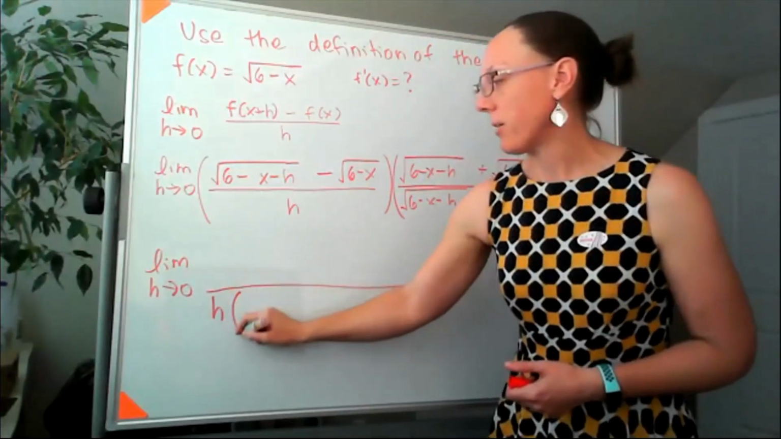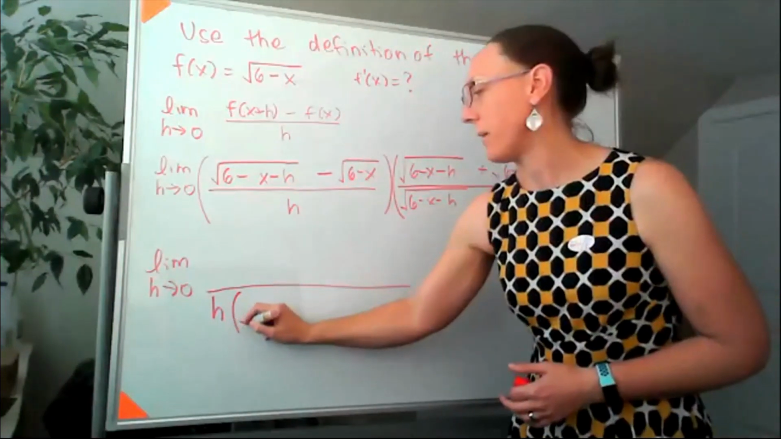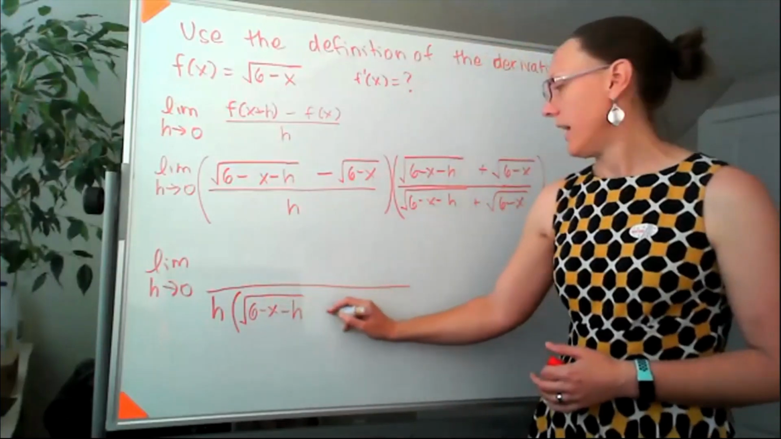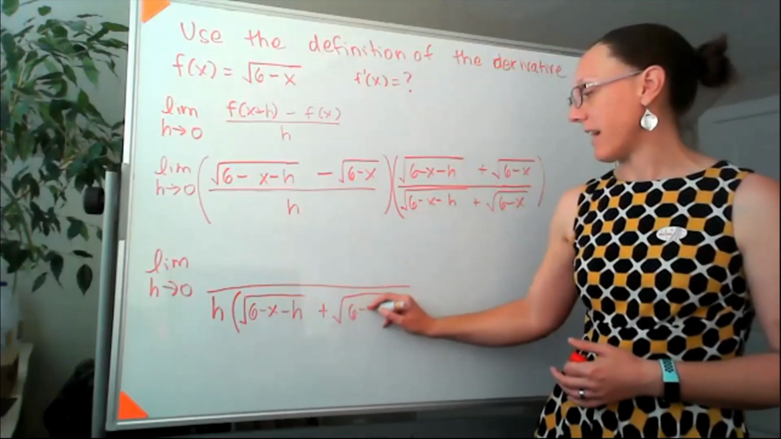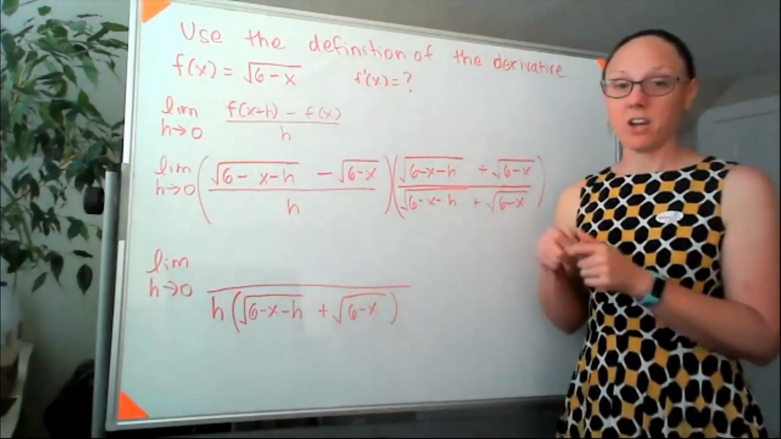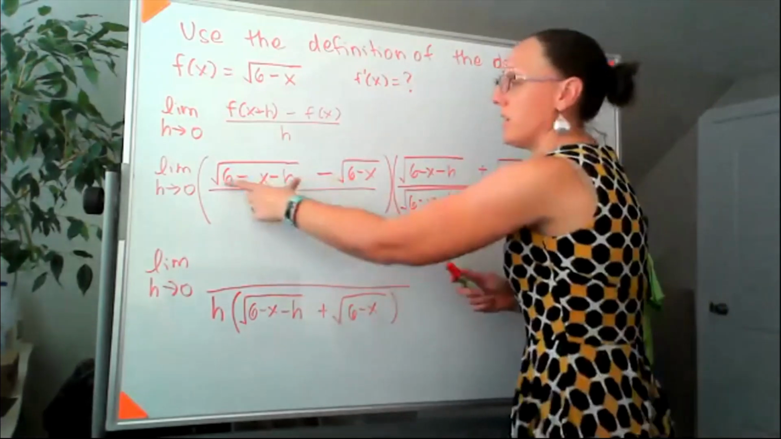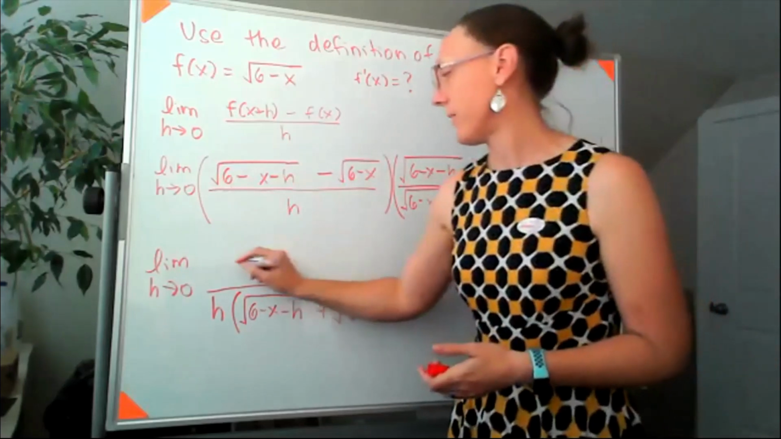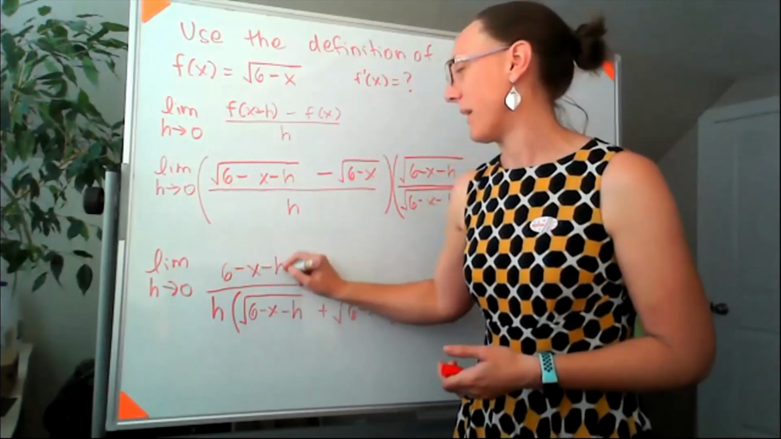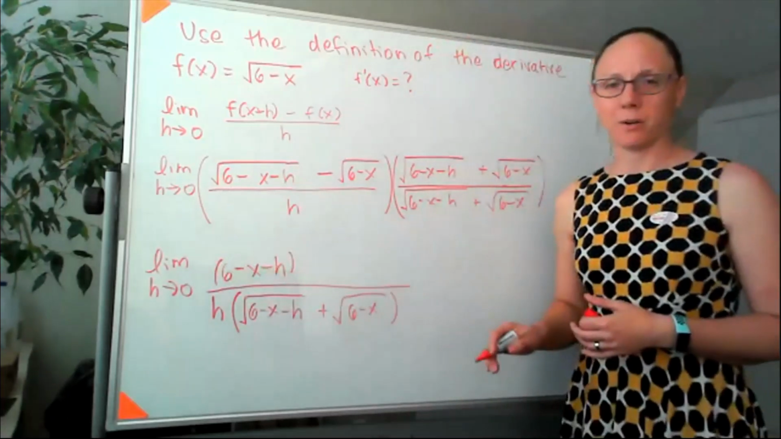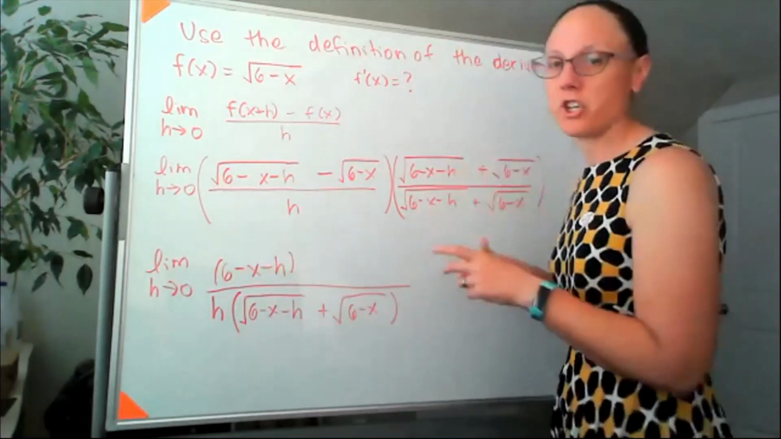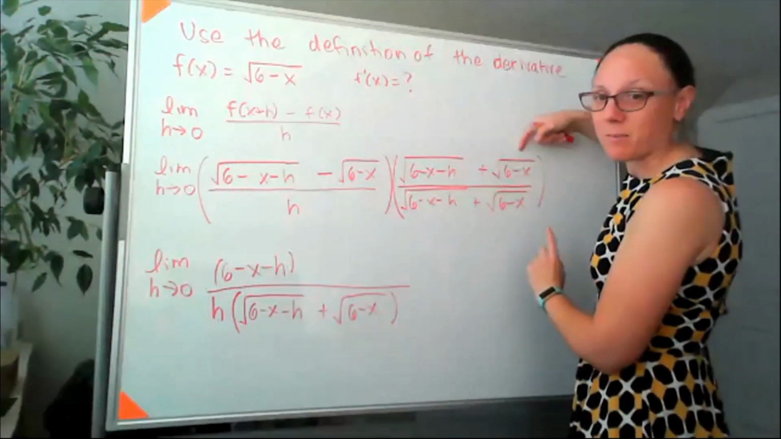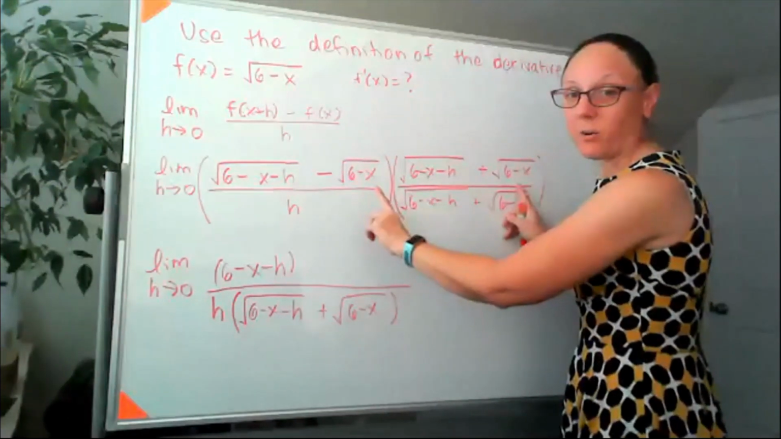So I've got an h on the bottom. I don't want to distribute the denominator out because I'm hoping that this h will cancel with something in the numerator. And if we distribute it, then we might not see that as quickly. But on the top, I am going to distribute this out. So the square root of this garbage times the square root of the same garbage gives me the 6 minus x minus h. I'm going to go ahead and put it in parentheses for a second. We'll ditch those momentarily. And then I've got the square root of 6 minus x times another square root of 6 minus x. So those square roots are going to go away.